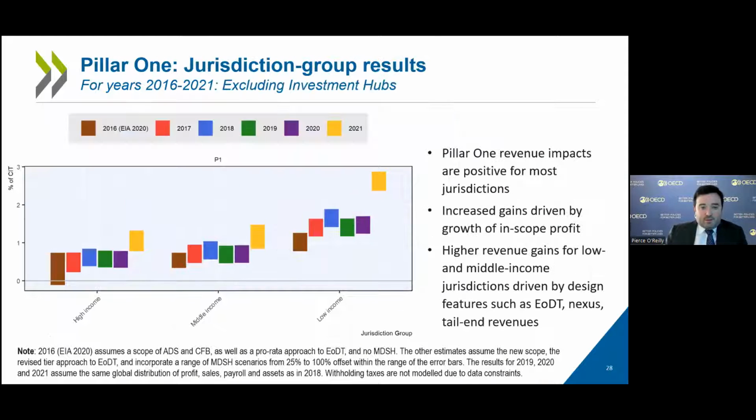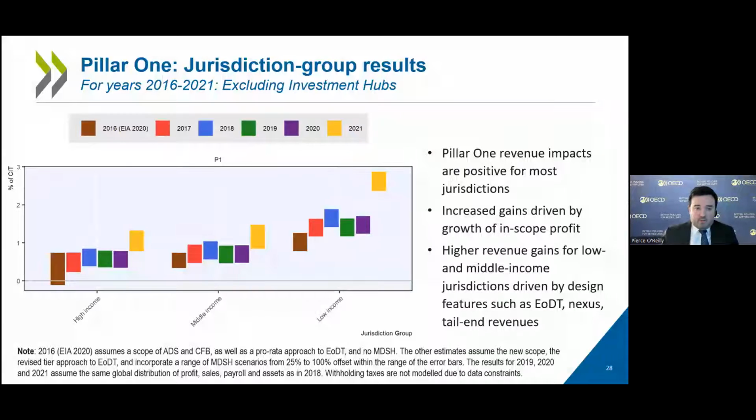So turning then to how we think these revenue gains are going to be distributed across different jurisdiction groups. Consistent with past practice, we don't release jurisdiction-specific results. That's at the request of the IF member jurisdictions. What we do instead is group the IF member jurisdictions into four groups: high income jurisdictions, middle income jurisdictions, and low income jurisdictions, on the basis of World Bank criteria. And then our fourth category is investment hubs, which we define as jurisdictions that have a high FDI to GDP ratio. So their focus is on investment globally.